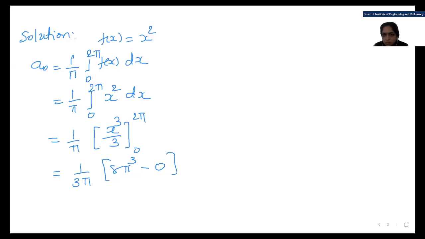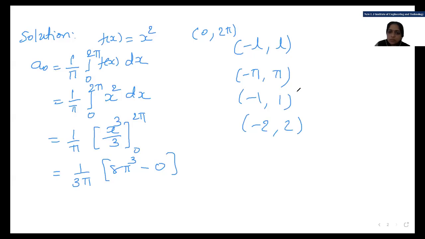One student has a query, Mohammed, roll number 74. Ma'am, x square is even, so can we write 2 integrate 0 to pi? Mohammed, no. Here, for this function x square, we can convert any function into even and odd only if our limits are between minus L to L. Here our limits are 0 to 2 pi. If our limits are minus pi to pi, or minus 1 to 1, or minus 2 to 2, then and only then we can convert any function into even or odd. So in this case we cannot convert this function into even type. Okay. I think your doubt is clear now, right?